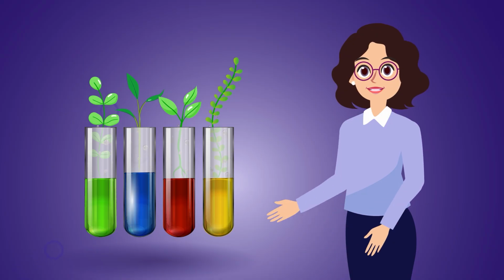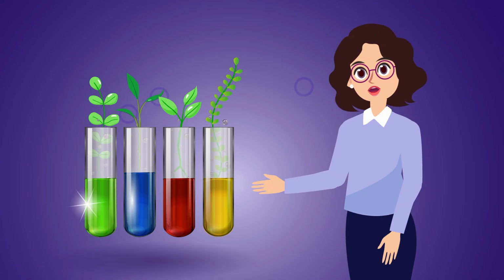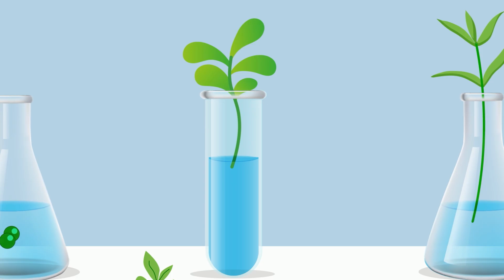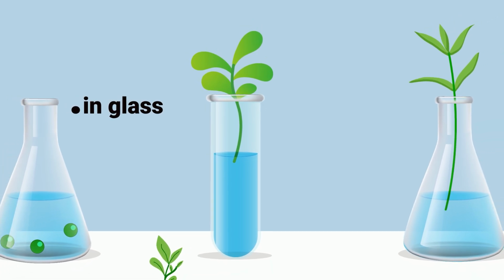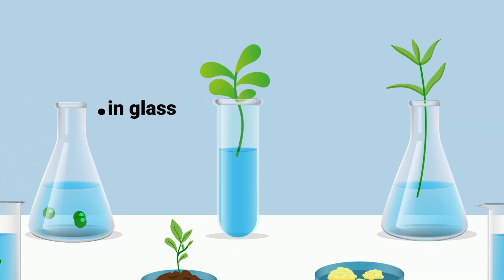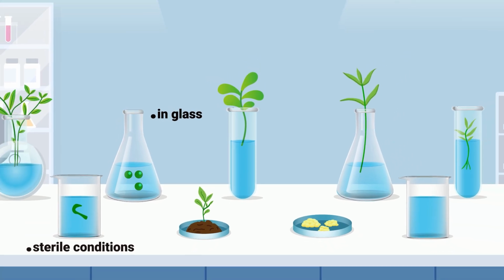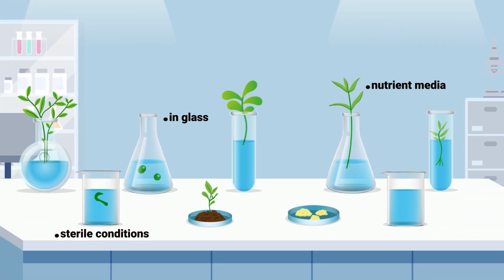Hello everyone, in this video, we will talk about plant in vitro cultures as biotechnological approaches for sustainability. In vitro culture, literally meaning in glass, refers to the growth of plant cells, tissues, or organs outside their natural environment, under sterile conditions and in specially prepared nutrient media inside test tubes, flasks, or petri dishes.